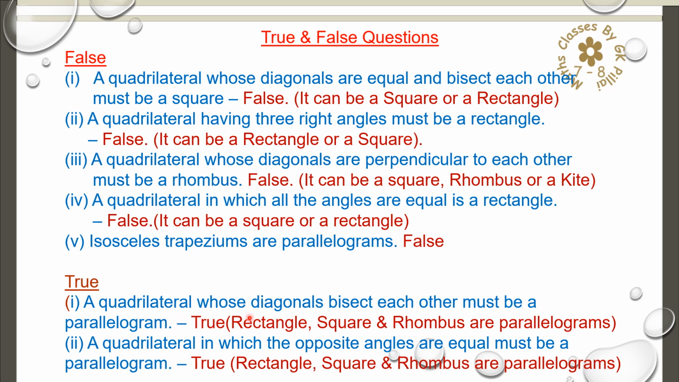And now the another two, a quadrilateral whose diagonals bisect each other must be a parallelogram. This is true because in a rectangle, square, rhombus, these are all parallelograms only. Now the next one, a quadrilateral in which the opposite angles are equal must be a parallelogram. This is also true because rectangle, square, rhombus, and these are all parallelograms only.